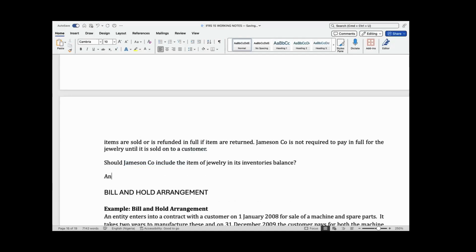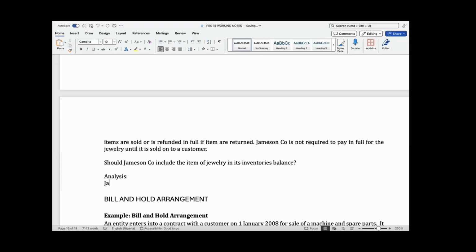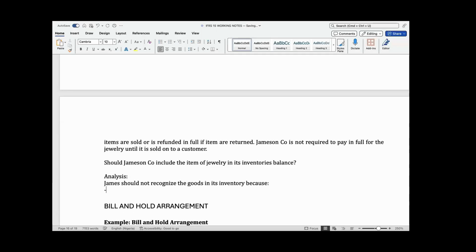On my end, that would be no for me. That's because legally he has no title to those goods, because they can still be returned to Rochester. Even though he made significant deposits, title has not been conferred on Jameson Co. Correct. So Jameson does not have control over the goods.